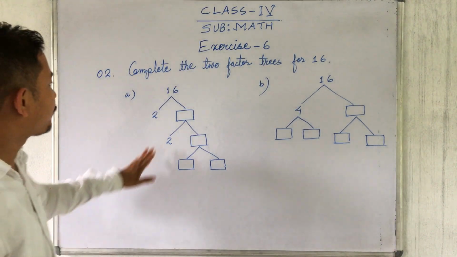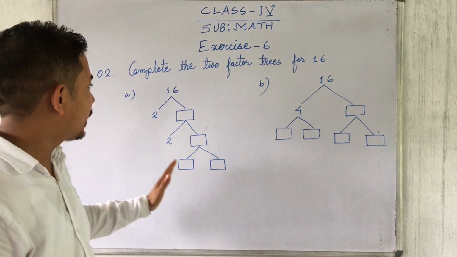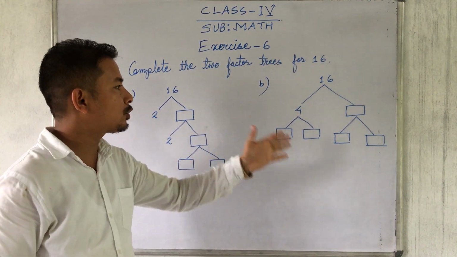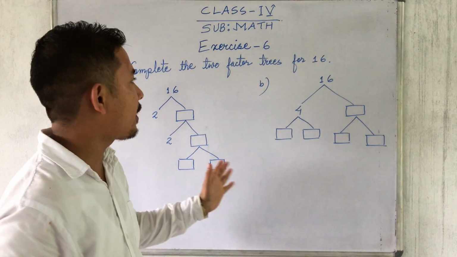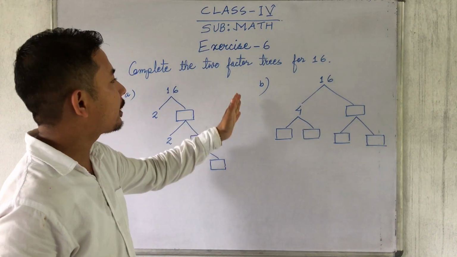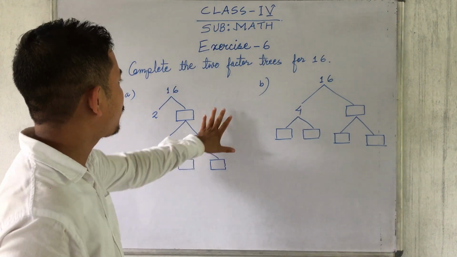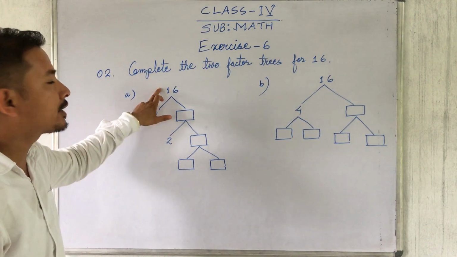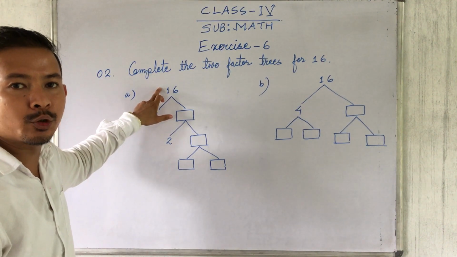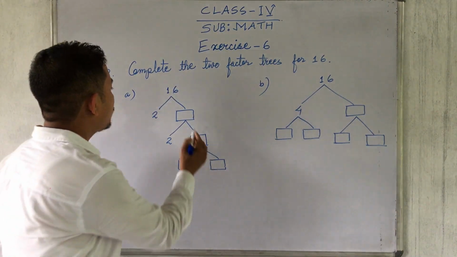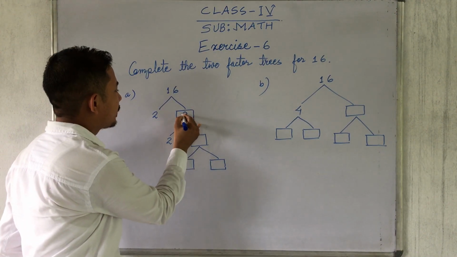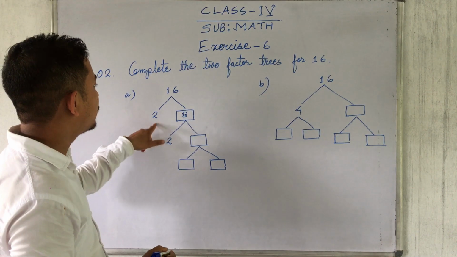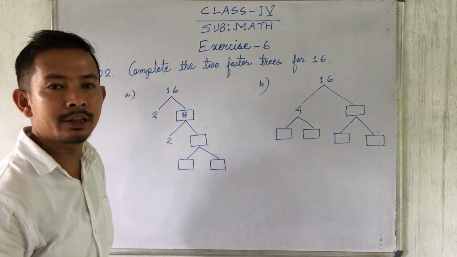Now look at here. It's very easy. This is the way to solve a factor tree. This is the factor tree method to solve the problem. Now look at it. How many times 2 is 16? 8 times 2 is 16, right? So you have to put 8 inside the box, because 8 times 2 is 16. This is the way. Understood?